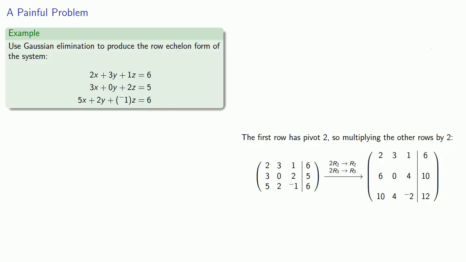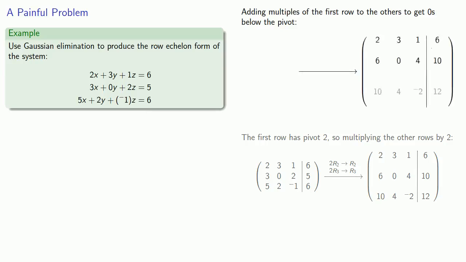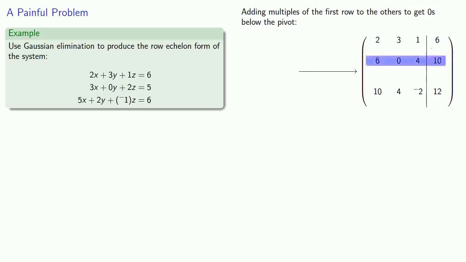Next, I'll add multiples of the first row to the others so I can get zeros below the pivot. And because we multiplied every other row by the pivot, the leading coefficient of every other row is going to be a multiple of the pivot. So if we take a look at the second row, we see that if we multiply the first row by negative 3 and add it, that will eliminate the leading coefficient.